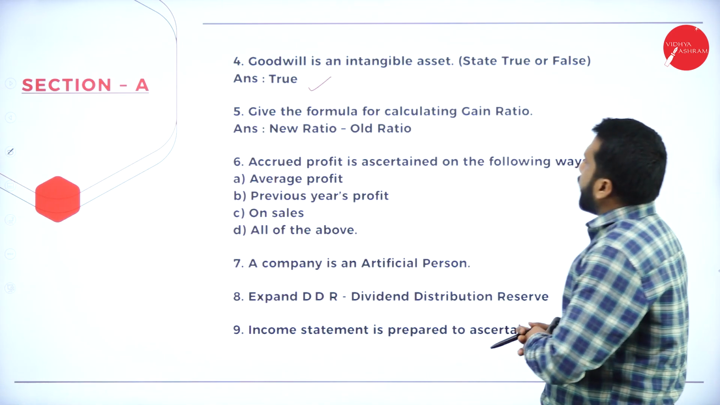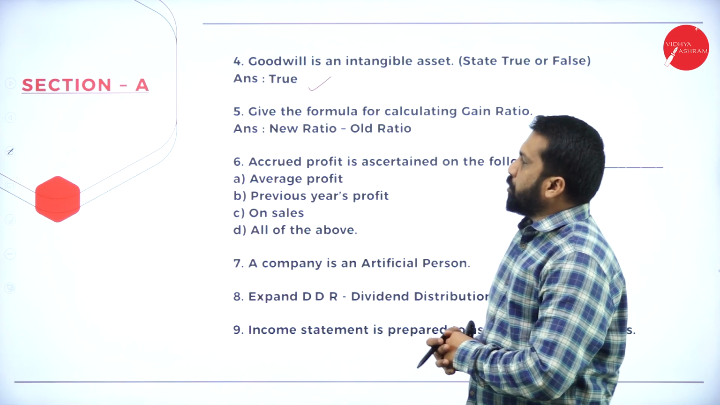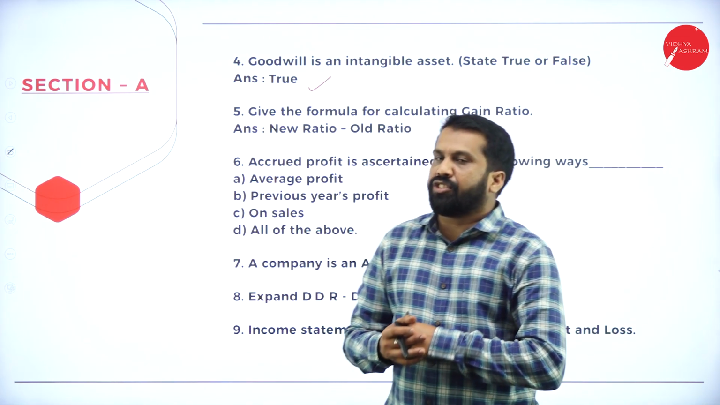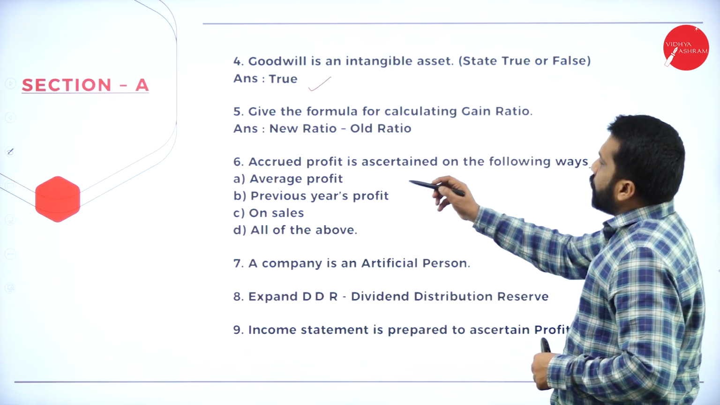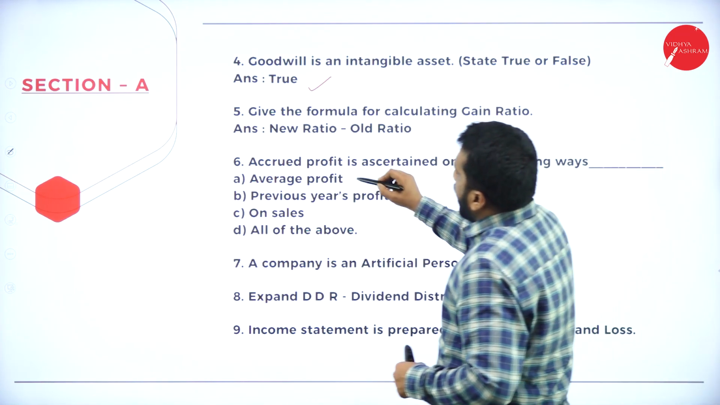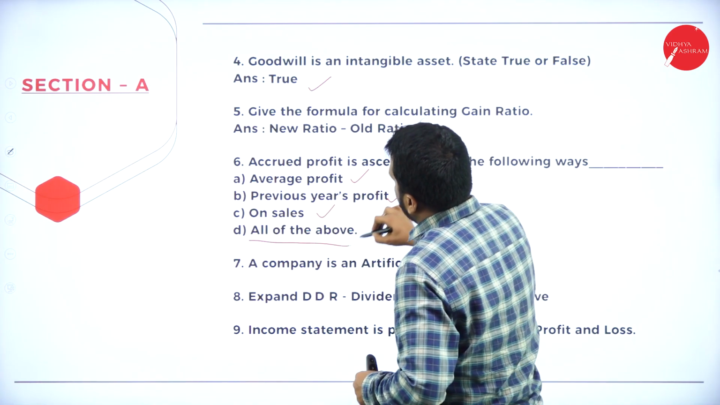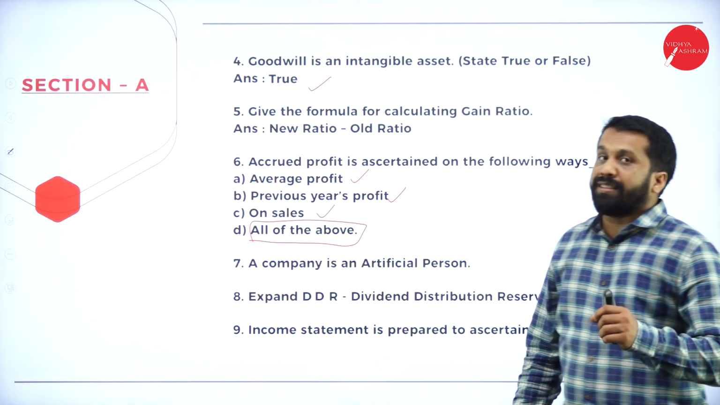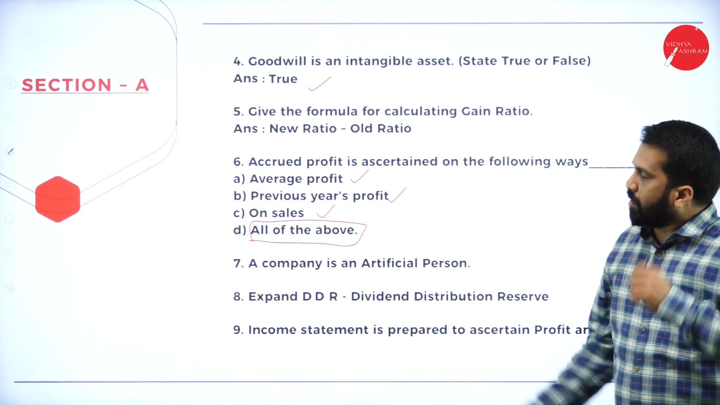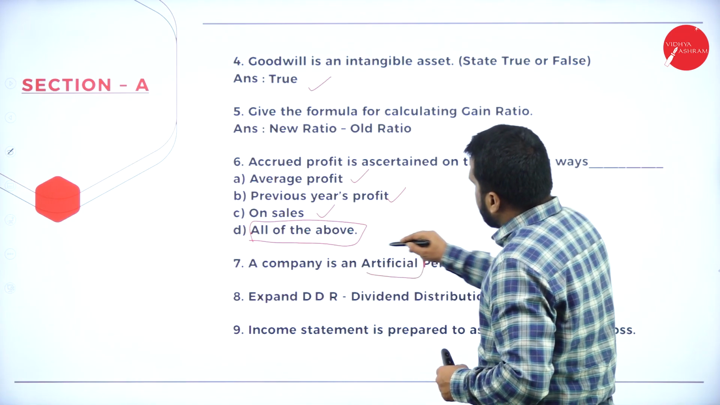Give the formula for calculating gain ratio. It will be new ratio minus old ratio. We call it the gain ratio. Then, accrued profit is ascertained in the following ways: average profit, previous year, on sales, all of the above. We go with the answer of all of the above. The right answer is what? All of the above.